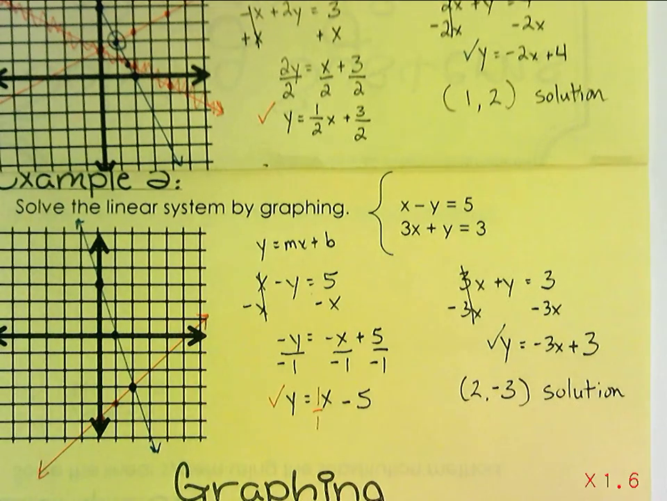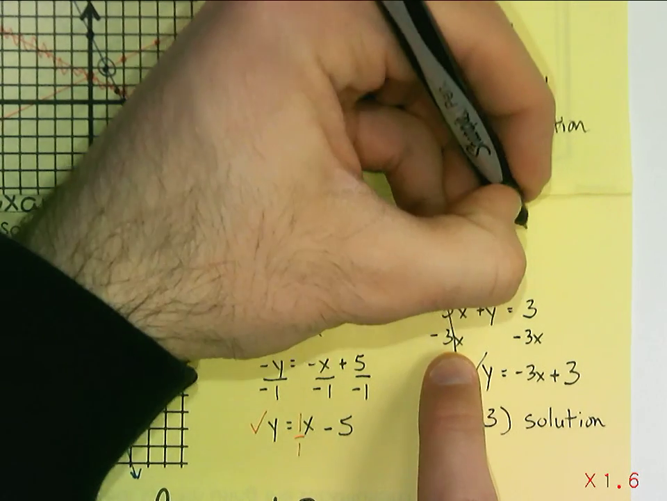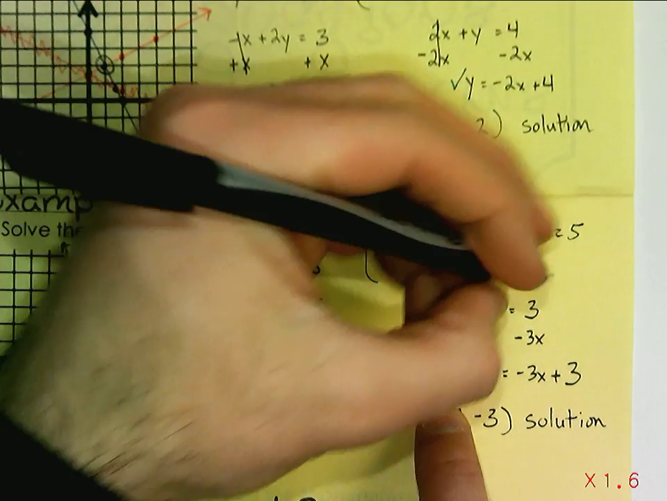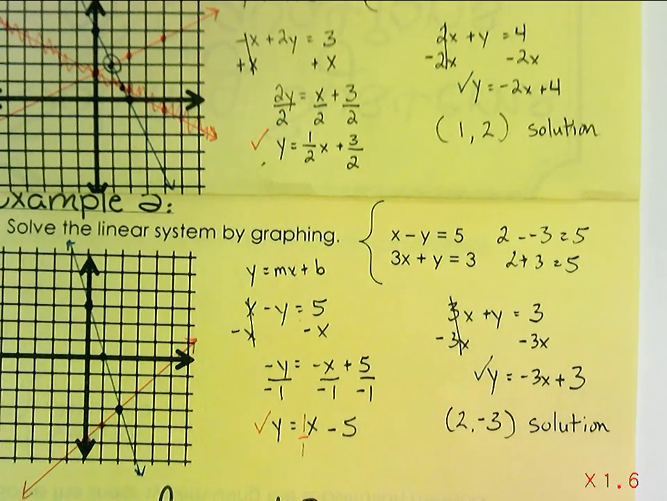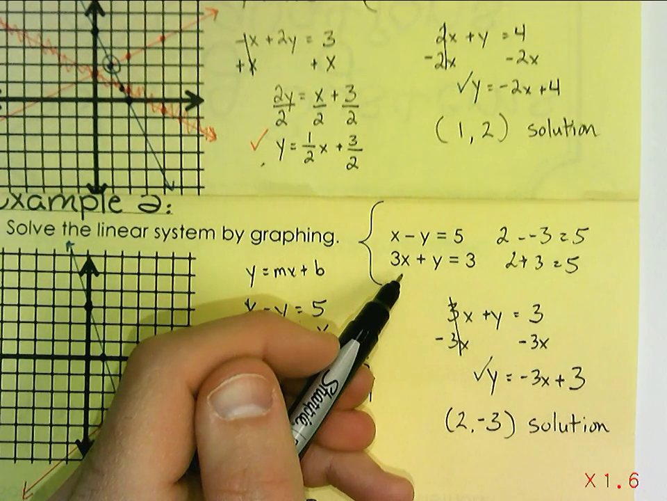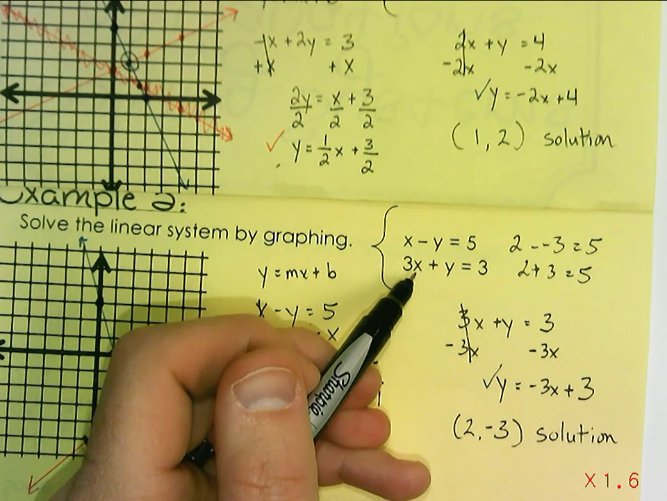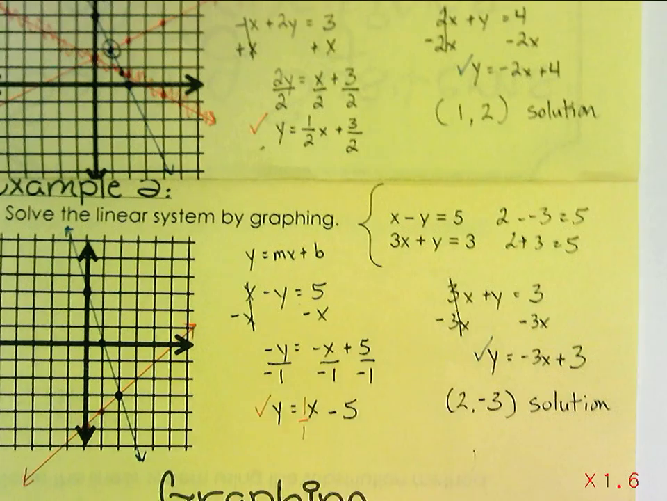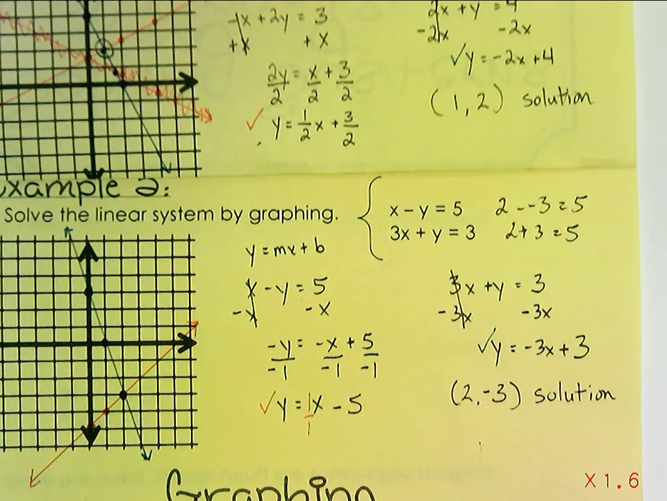For instance, if I take this 2 and this negative 3 and I put it in this first one, I have 2 minus negative 3 equals 5. Well, that really says 2 plus 3 equals 5. So that worked out. And if I were to do the same here, and I put 2 and negative 3 in for x and y, 3 times 2 is 6, plus negative 3 is 3, so 3 equals 3. It works out. We know that this is the correct solution. So you can always go back and check that solution in your original equations in order to make sure that it works out.